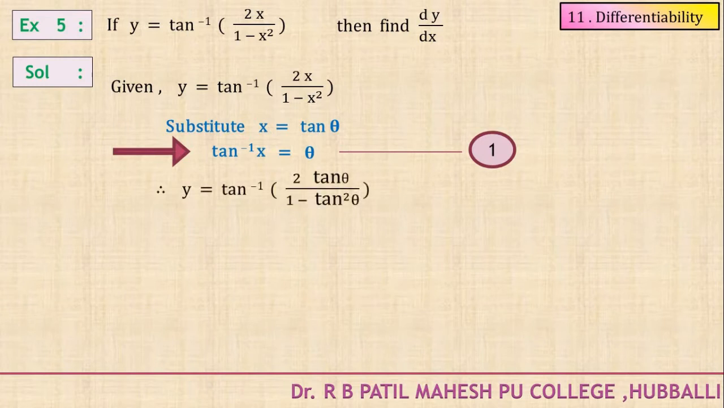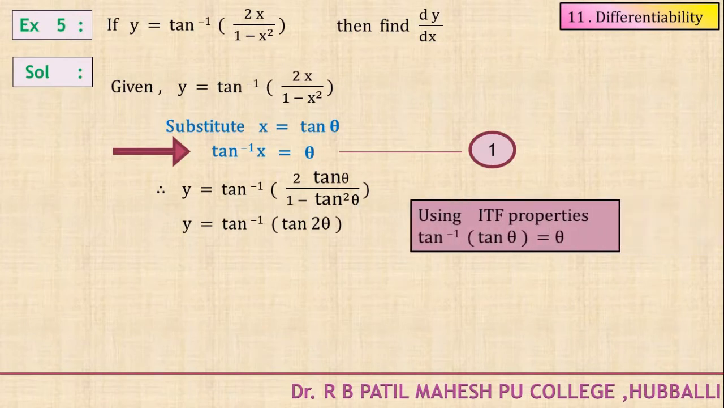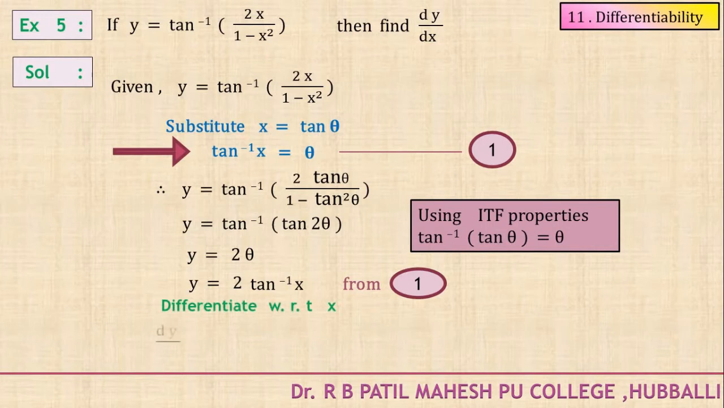Now y is equal to tan inverse of 2 tan theta divided by 1 minus tan square theta. This function, 2 tan theta divided by 1 minus tan square theta, is nothing but tan 2 theta. So it is written as tan 2 theta. See, all these results you proved in the inverse trigonometric chapter. So don't forget all these identities. Now using the inverse trigonometric property, it is written as 2 theta, and from equation 1 theta is substituted as tan inverse x. Because we have to differentiate with respect to x, we have to find dy by dx. So differentiate this one, it becomes 2 divided by 1 plus x square.